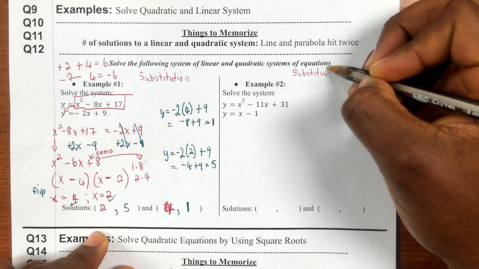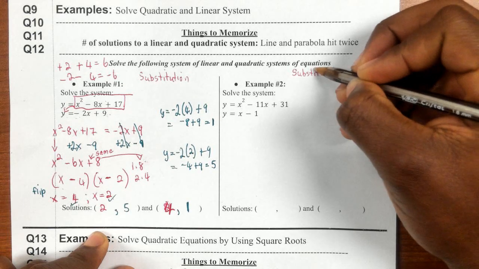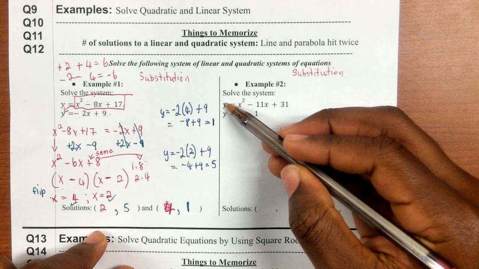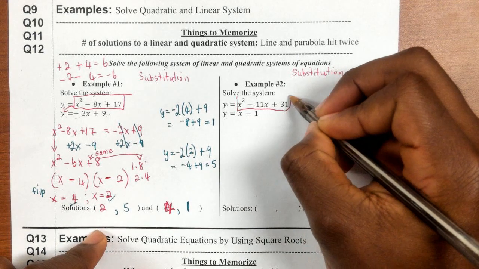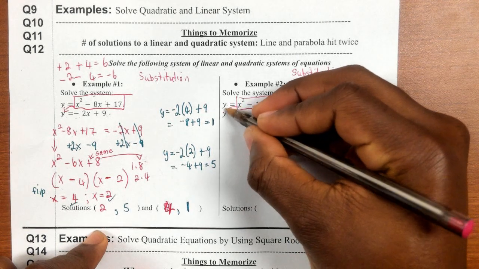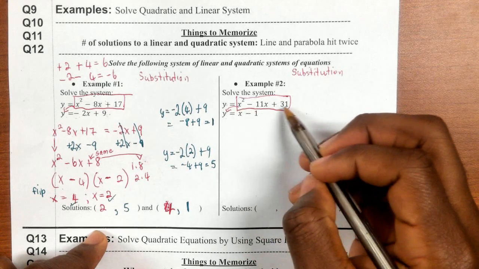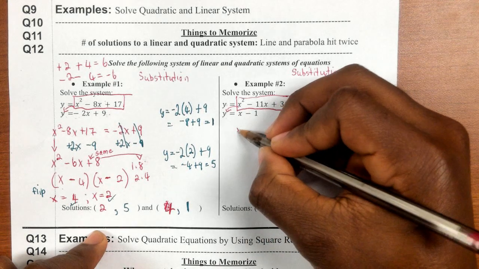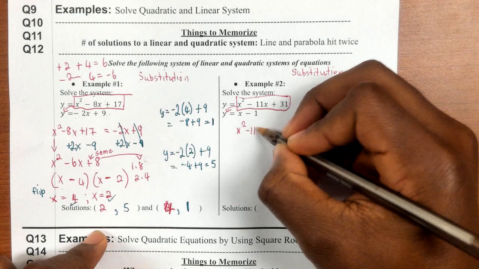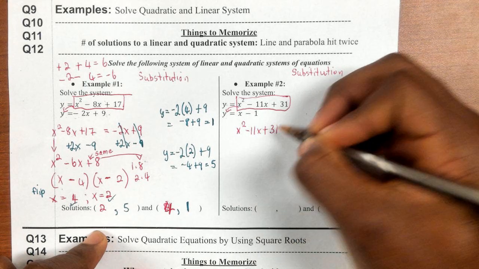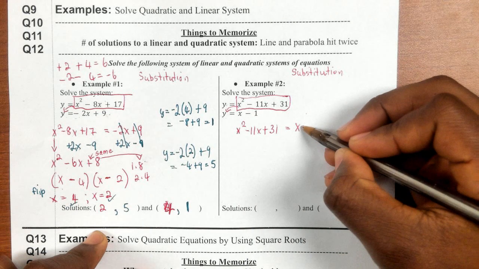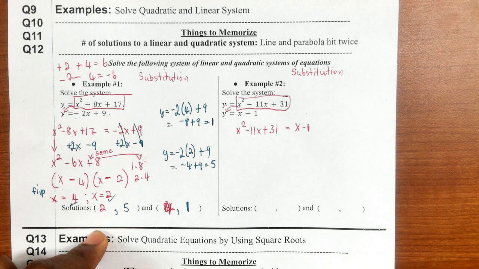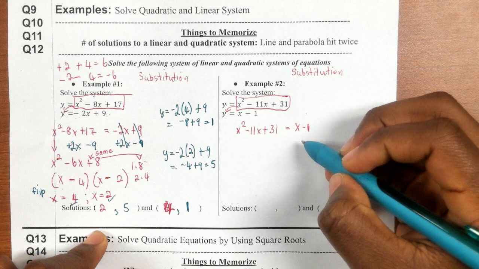Substitution. Alright, and why am I using substitution? Because both of them say y is equal to. So I'm going to replace all of this equation with the y, or set them equal to each other. So I would have x squared minus 11x plus 31 is equal to everything down here, which is x minus 1.